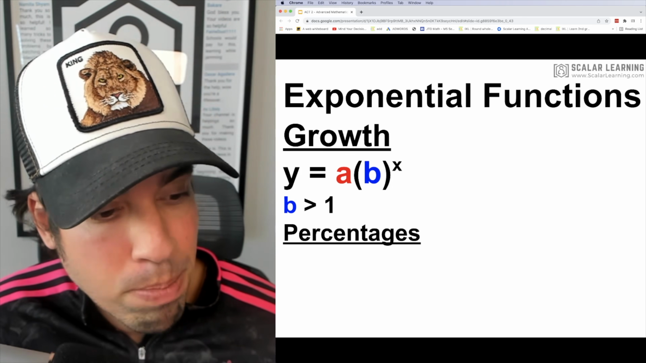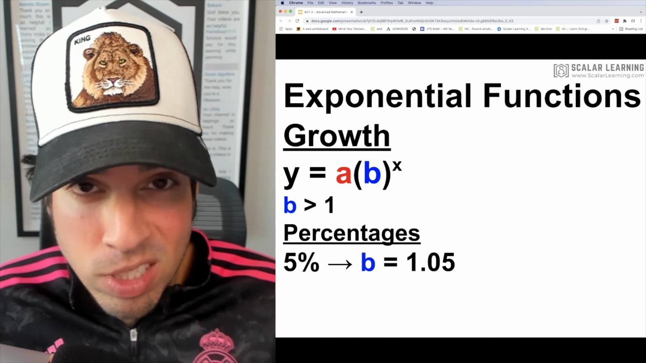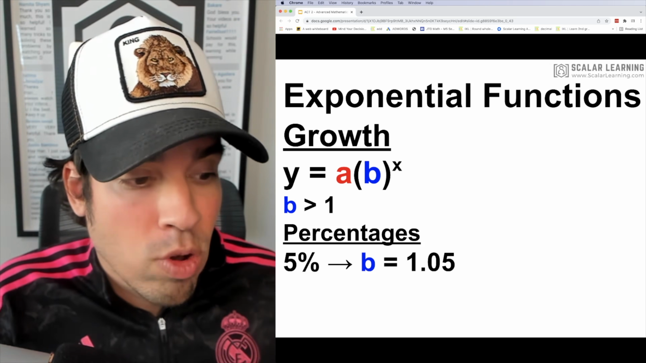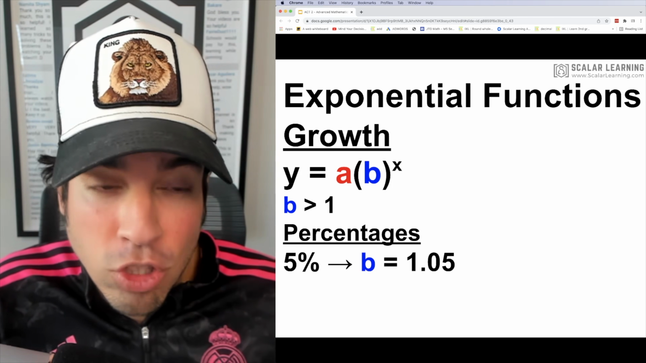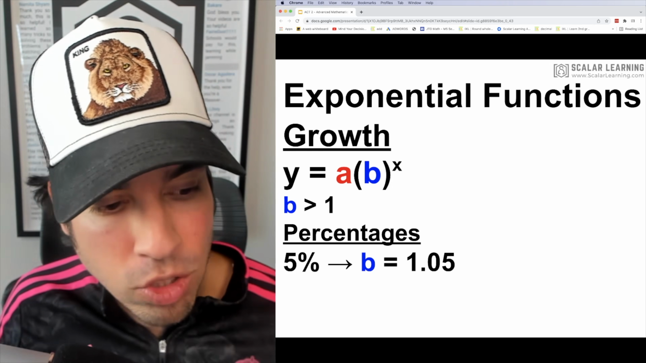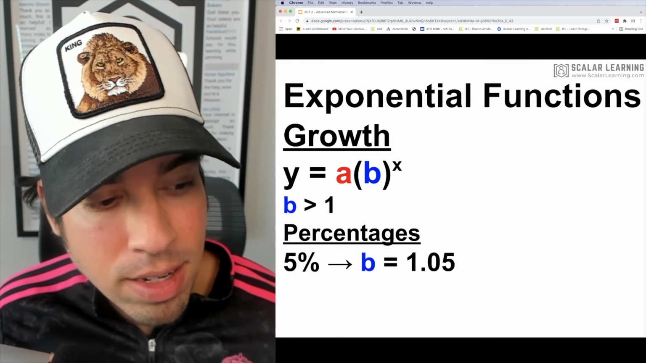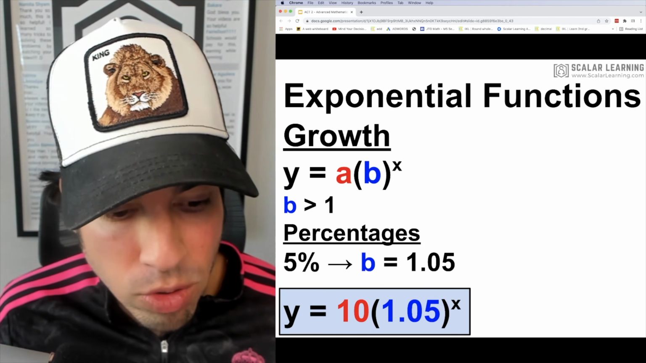And if we talk about percentages, okay, let's say we have a growth rate of 5%. You don't put a 5 in there. You don't put a 0.05 in there. You have to add it to 1. That's what you do. So it's 1 plus that percentage growth rate change. So 1.05 would be your b value. Now, if we had an initial value of 10, the equation for this would look like this. y equals 10 times 1.05 to the x.